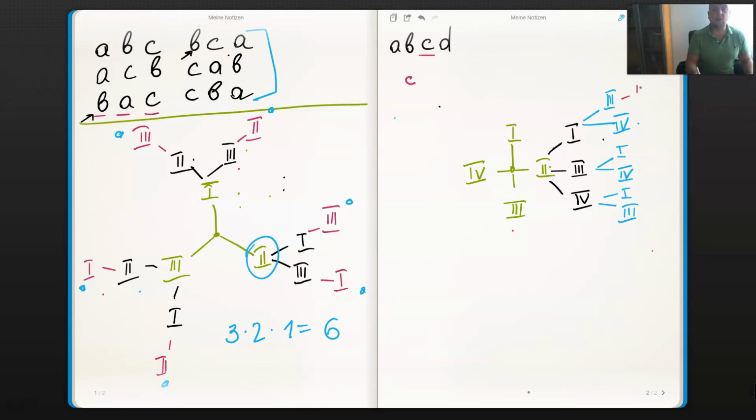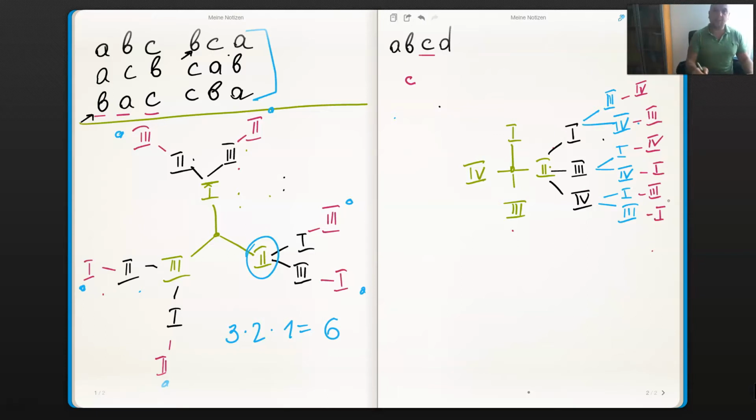2, 1, 3, only 4. 2, 1, 4, only 3. 2, 3, 1, only 4. 2, 3, 4, only 1. 2, 4, 1, only 3. 2, 4, 3, only 1. There are 6 different outcomes.